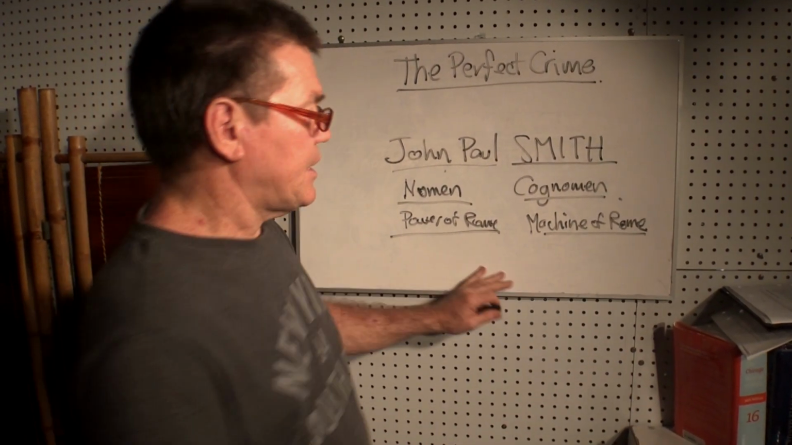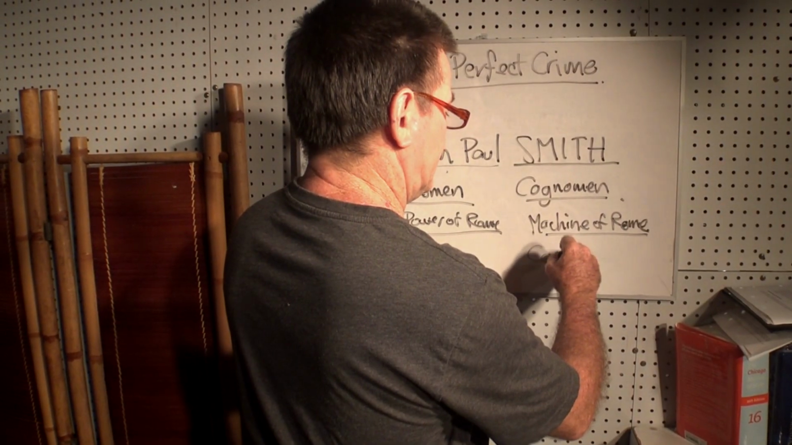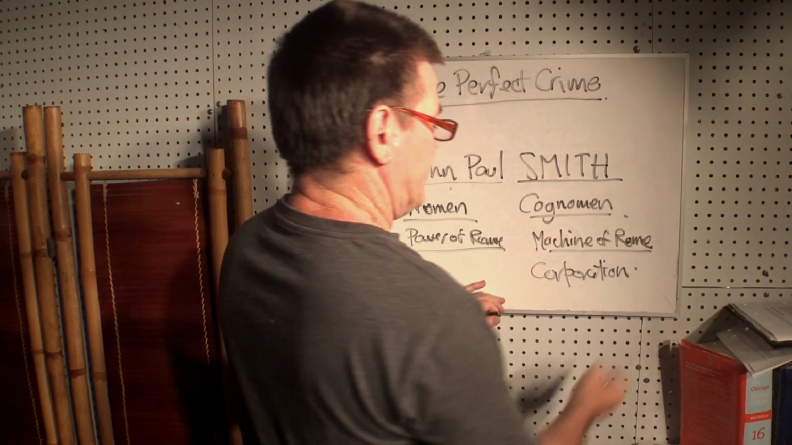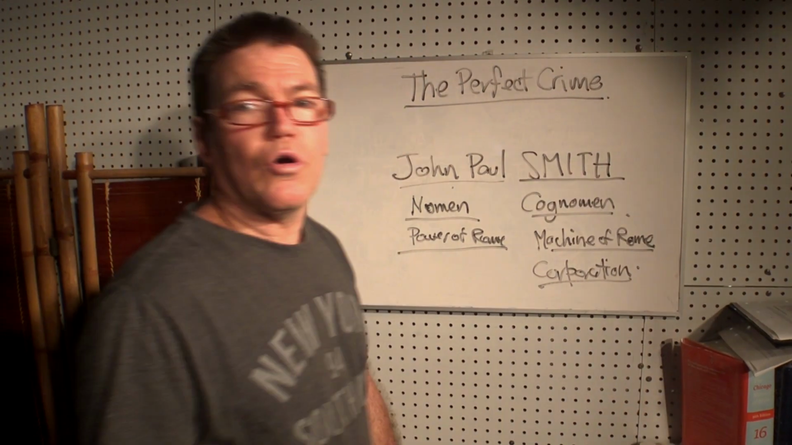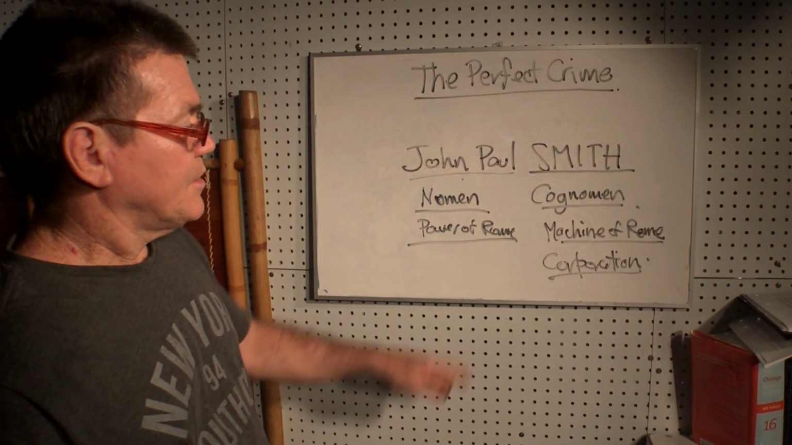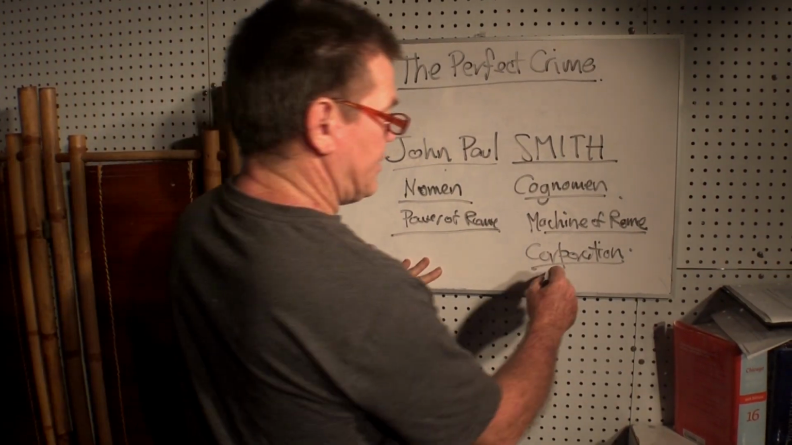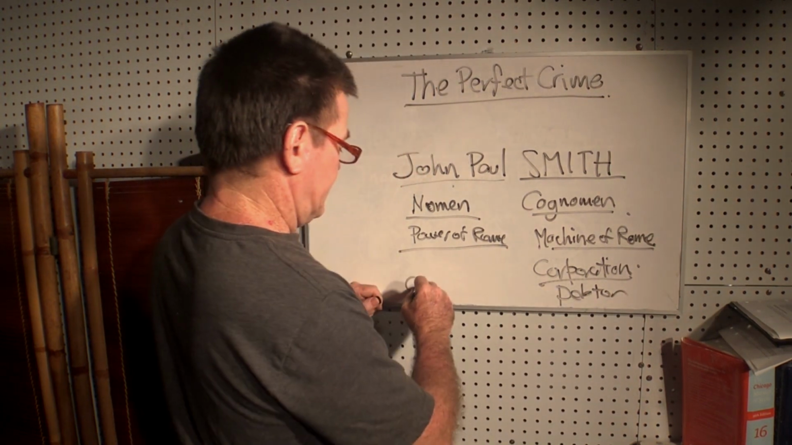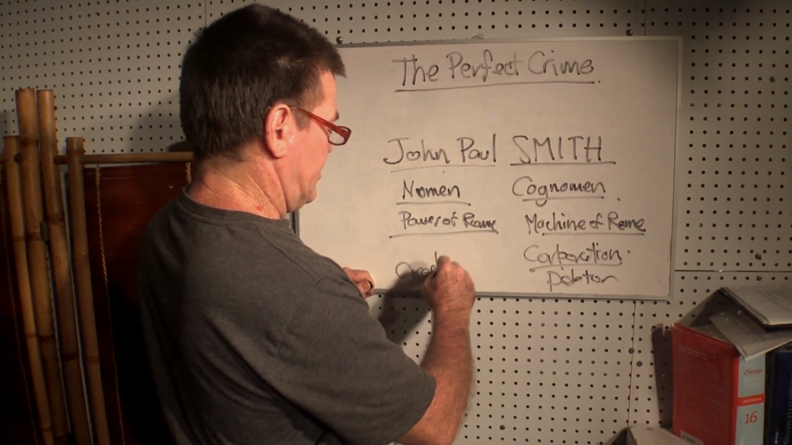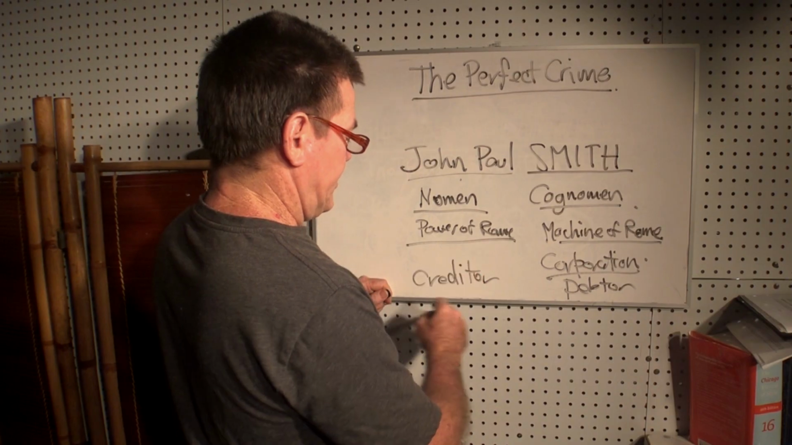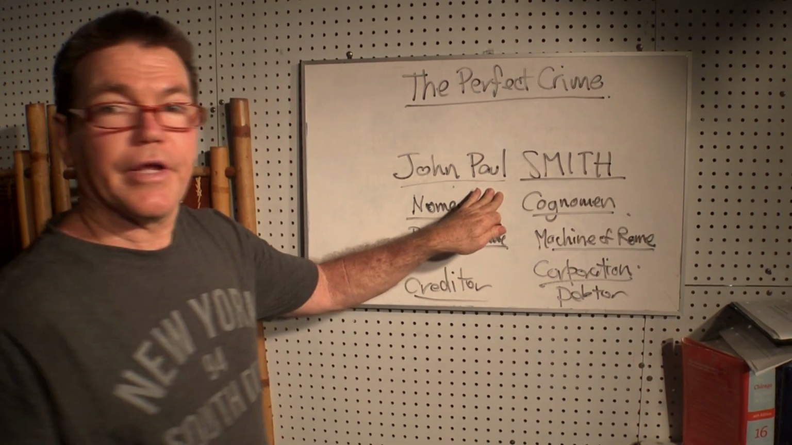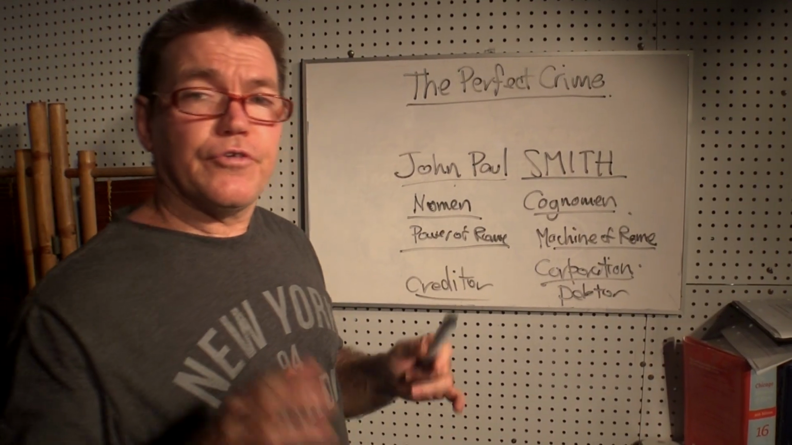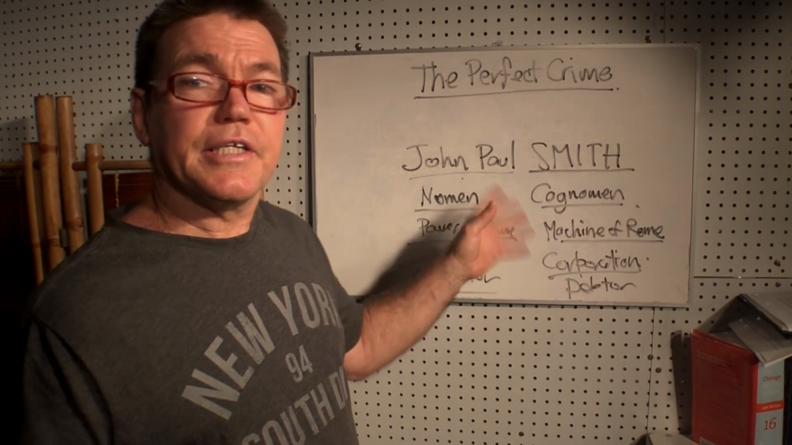And a machine is a corporation. It's also the debtor. That's the creditor. So when you know the truth, you can detect the lie.